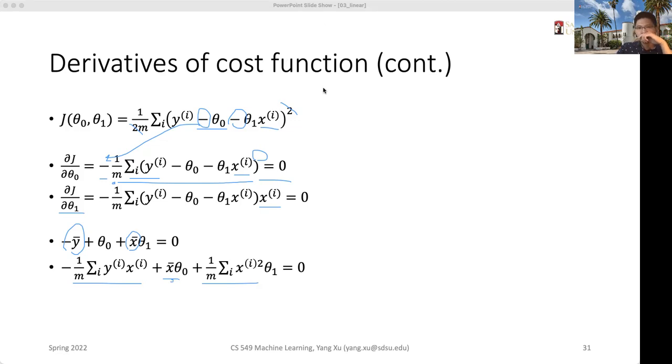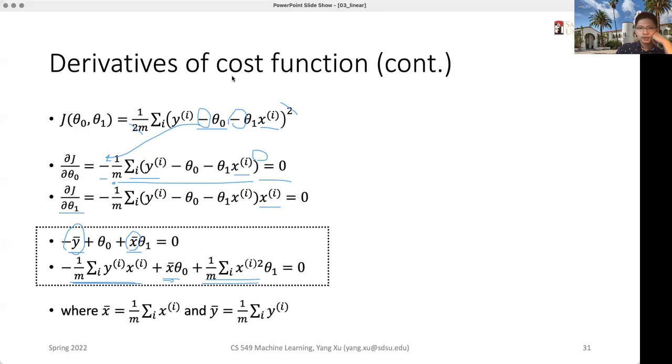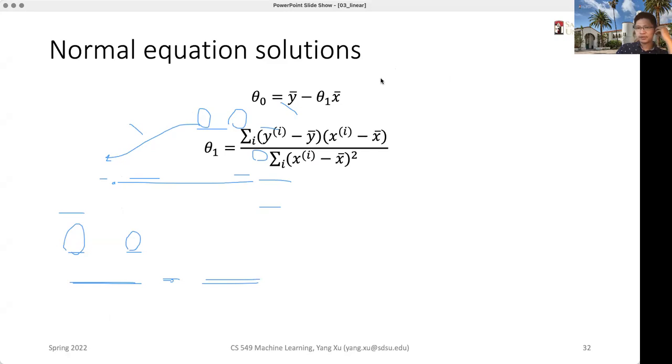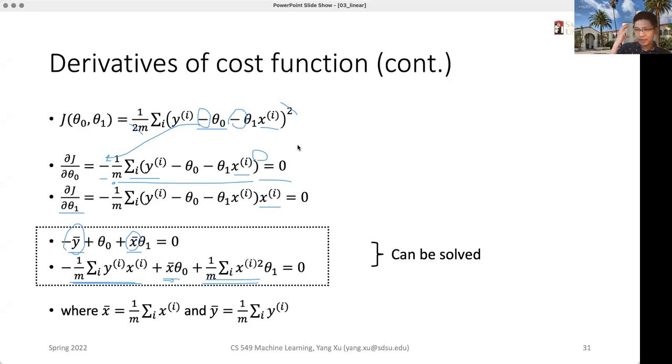Okay. And we have two linear equations and two unknown variables. Okay, so that is good. We can solve these two linear equations, right? And all those coefficients can be easily computed, because they all come from our existing x and y data. This definitely can be solved. Okay, so I'm going to skip the part of how we solve this.